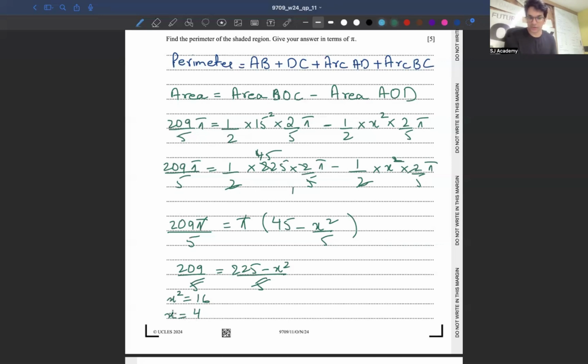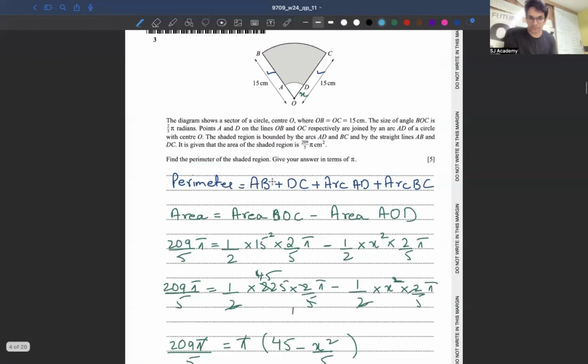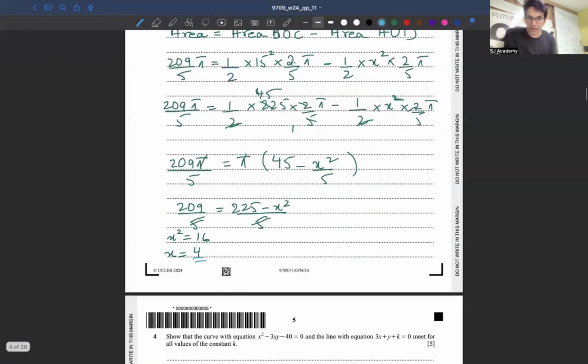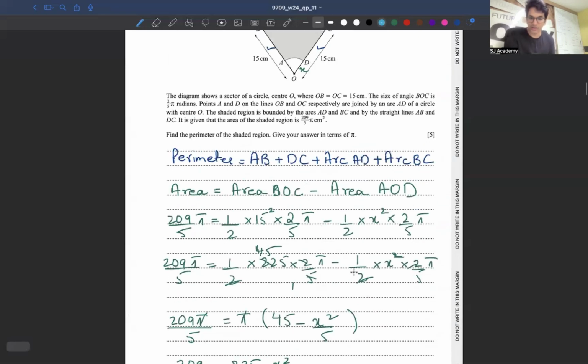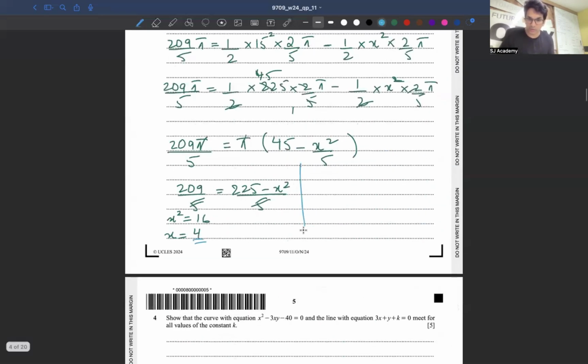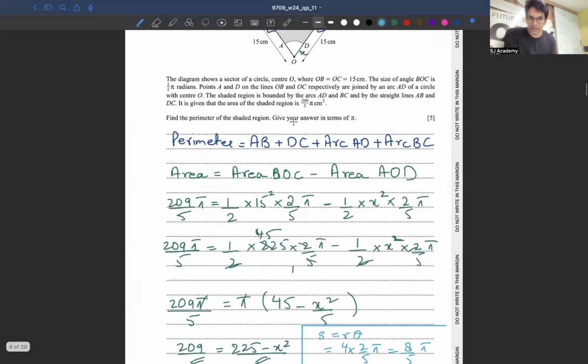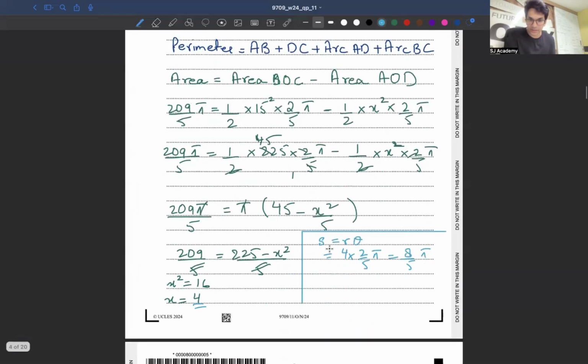Now, once we have this length, which is now the length of OA or OD, we can easily find the arc length over here for AD. So the arc length is given by the formula S is equals to r theta. The radius is now 4 into the angle is 2 by 5 pi. So this total length is 8 by 5 pi. And so this is the arc length AD.